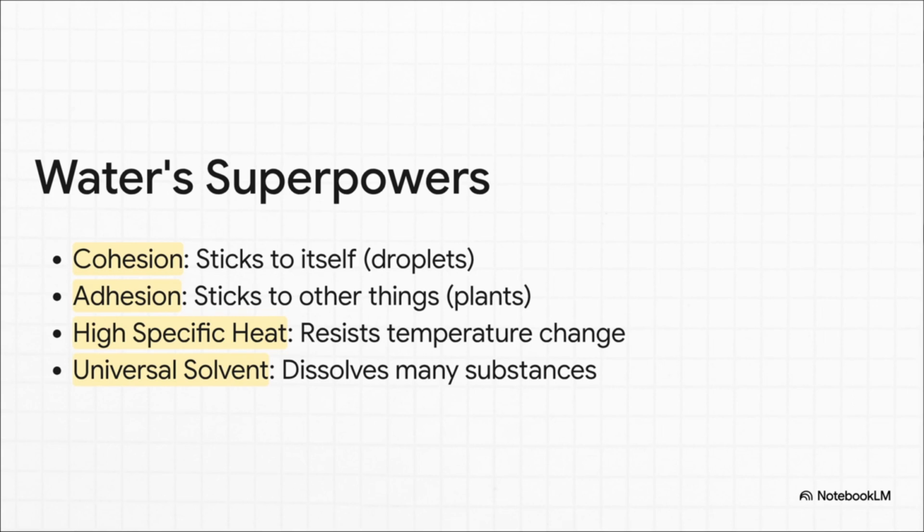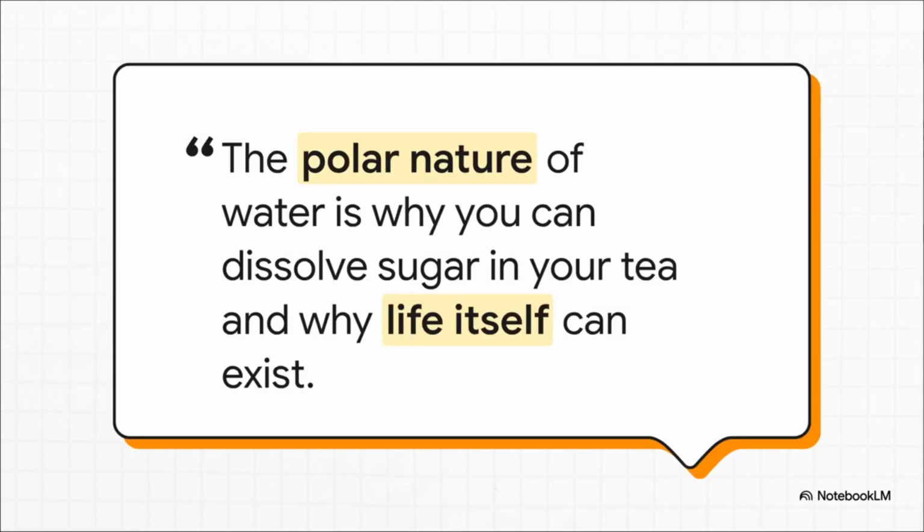That's why cities near the ocean have more stable temperatures. And then there's the big one, its role as the universal solvent. I mean, just think about it. When you stir sugar into your coffee, where does it go? It disappears, right? Well, that's because the positive and negative ends of all those little water molecules are literally grabbing onto the sugar molecules, pulling them apart, and surrounding them. This single ability to dissolve stuff and carry it around is fundamental to life. It's how your blood transports nutrients and how your cells get everything they need to function.